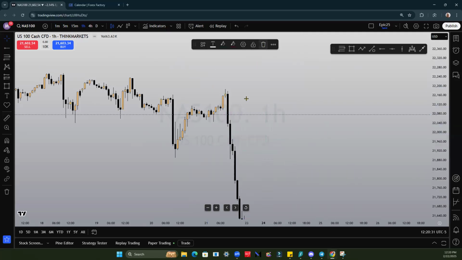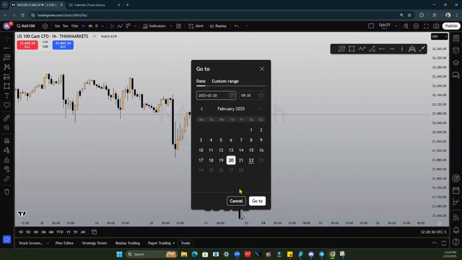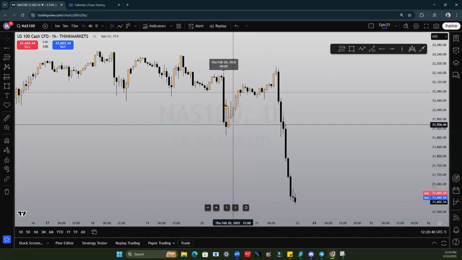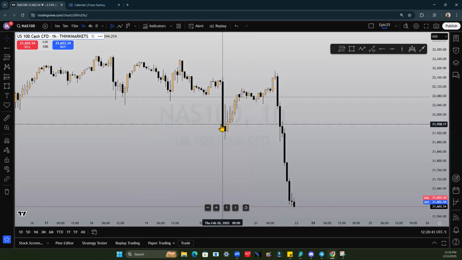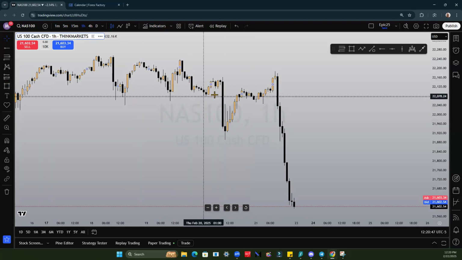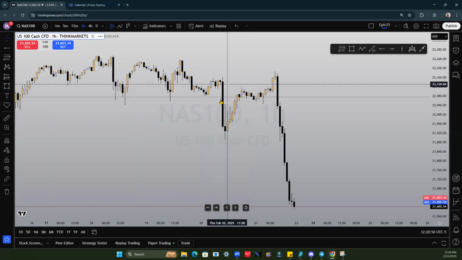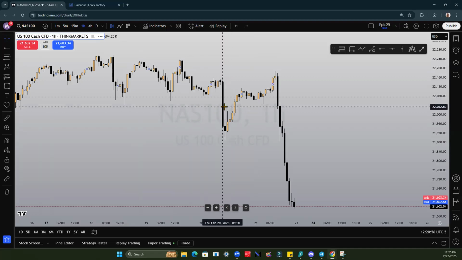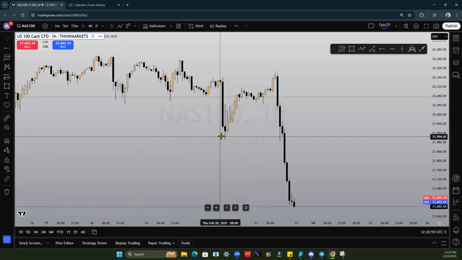So I'm going to erase this and show you 9:30 on Thursday the 20th. You see there's a spike at 9:30. Let's mark that out, because this is typically done with my 1 minute strategy. This candle opened at 9:30 and it spiked downward. So let's go to the 1 minute.